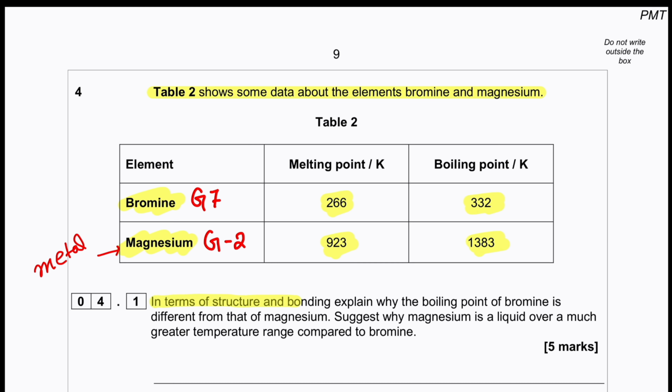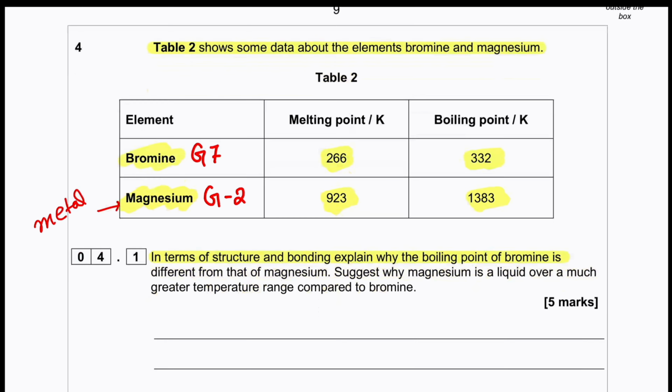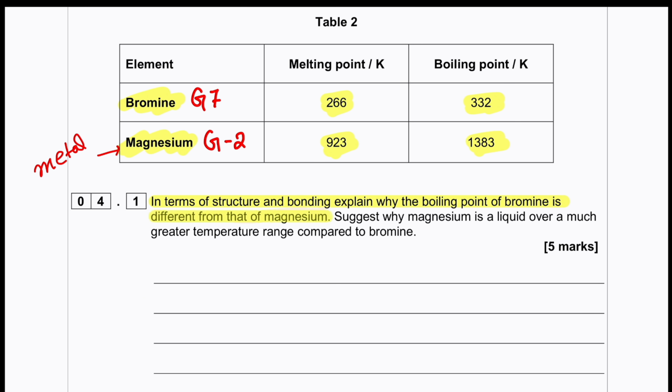In terms of the structure and bonding, explain why the boiling point of bromine is different from that of magnesium. Suggest why magnesium is a liquid over a much greater temperature range compared to that of bromine.